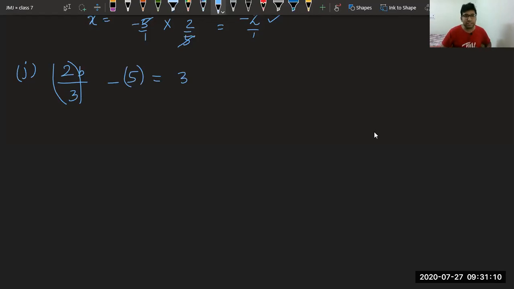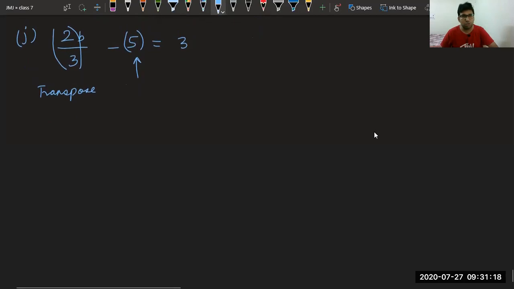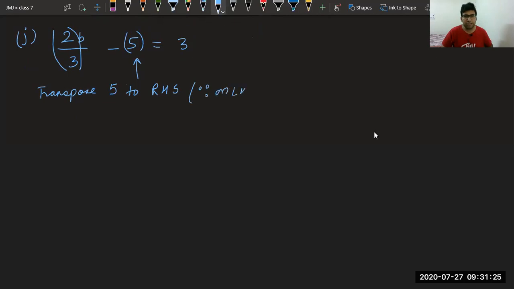So, we will just take this 5 to the right side first. So, we will write like this. Transpose 5 to right hand side. On left side, it was getting subtracted. Therefore, on right hand side, it will be added.